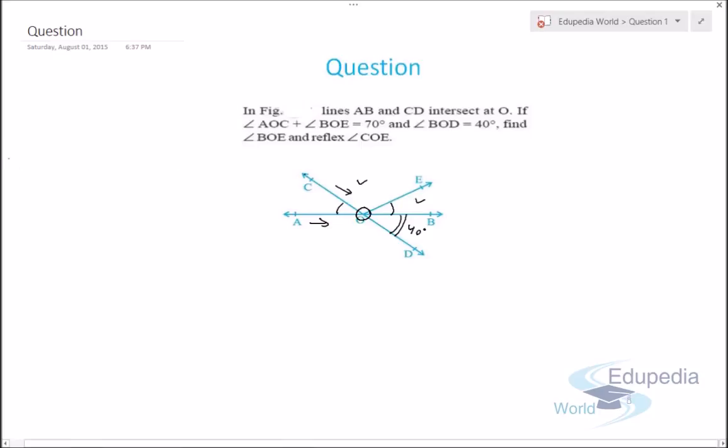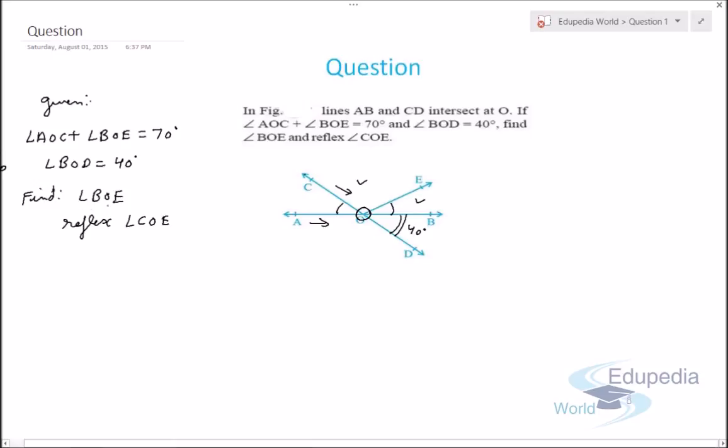So first, always start with the given. What's given? We are given angle AOC plus angle BOE is 70 degrees and angle BOD is 40 degrees. So we need to find angle BOE and the reflex of angle COE. So let's see how we can find this.